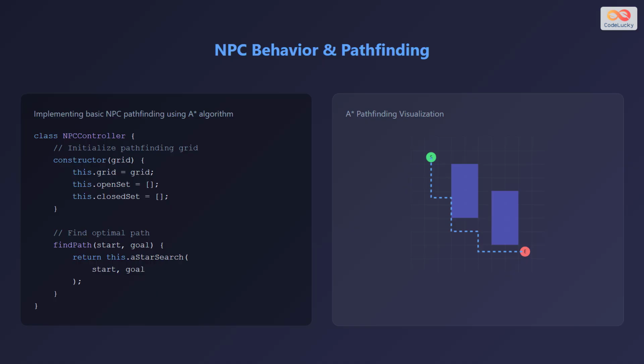The A* pathfinding visualization shows a grid where the green circle indicates the start, labeled as S, and the red circle indicates the end, labeled as E. The path showcases how the algorithm finds the shortest route, avoiding the obstacles in blue.